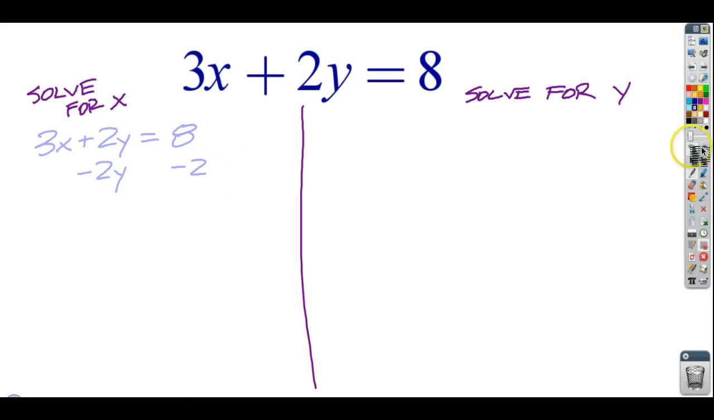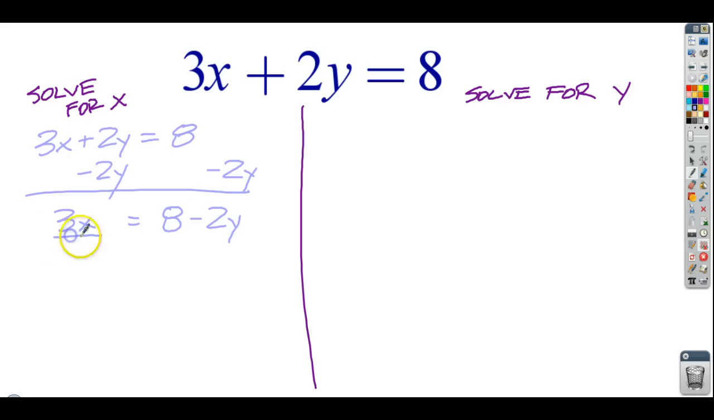Now, let me actually erase this. I typically like to put, since this is a constant term and this is a variable term, I like to kind of put it off to the side just to keep myself so that I don't add these two, because I can't put 8 and negative 2y together. I mean, I can't combine it to make like 6y or 6. That doesn't work. So I'm going to end up with 3x is equal to 8 minus 2y.